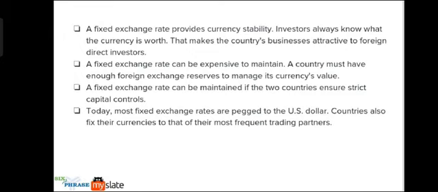A fixed exchange rate can be expensive to maintain. A country must have enough foreign exchange reserves to manage its currency swaps. A fixed exchange rate can be maintained if the two currencies ensure strict capital control. Today, most fixed exchange rates are pegged to the US dollar. Countries also fix their currencies to that of their most frequent trading partners.